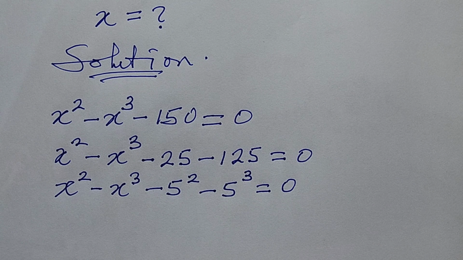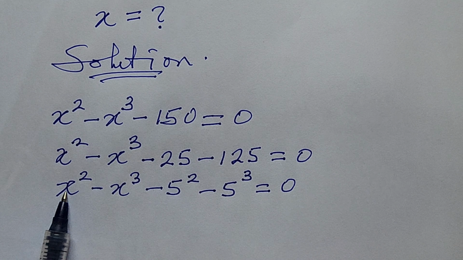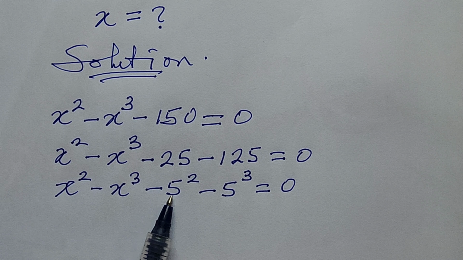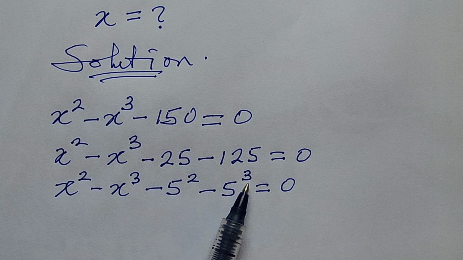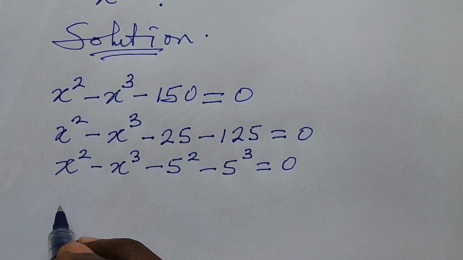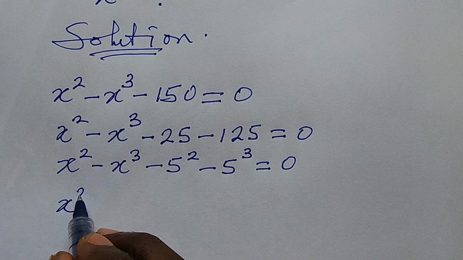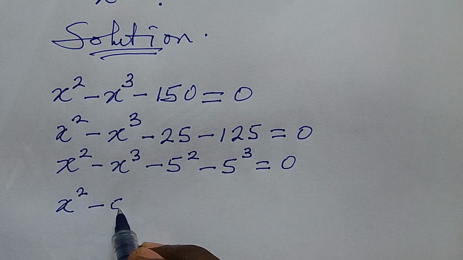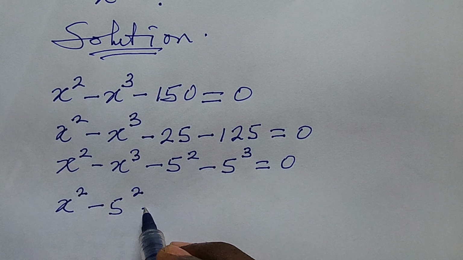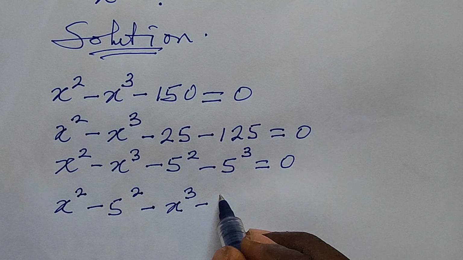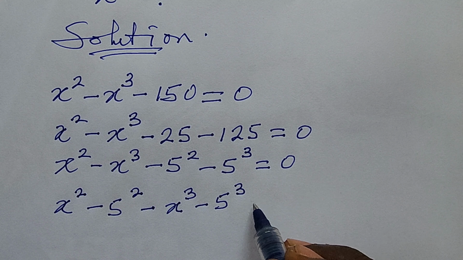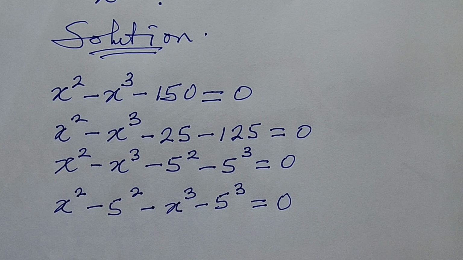Now we want to do some rearrangement. We want to marry this that is raised to the power of 2 with this that is raised to the power of 2, and this to the power of 3 with this that is raised to the power of 3. And so this is going to give us x to the power of 2 minus 5 to the power of 2 minus x to the power of 3 minus 5 to the power of 3. This is equal to 0.